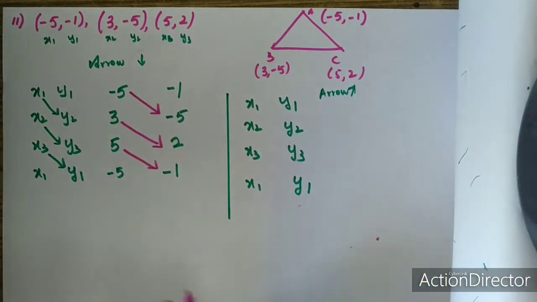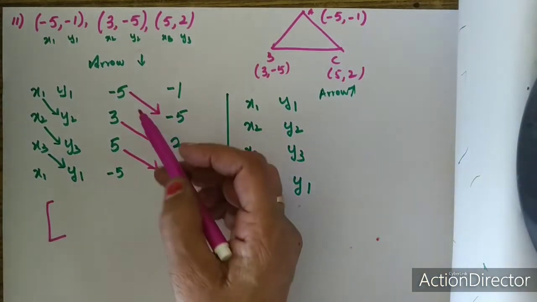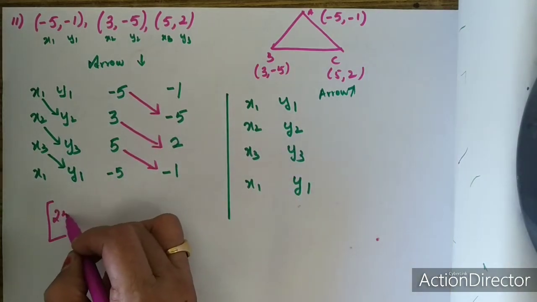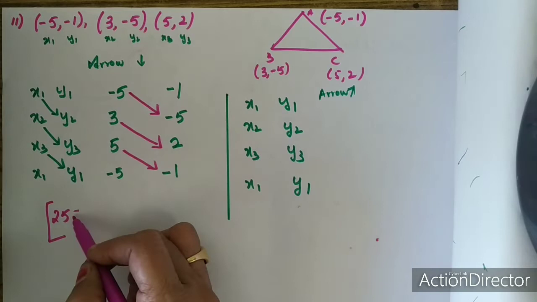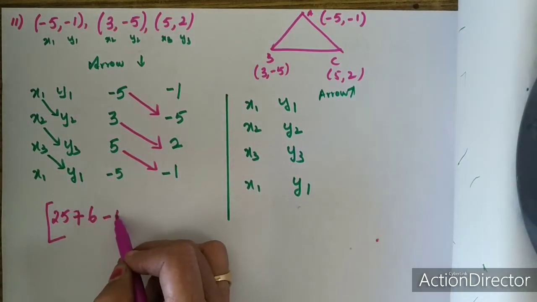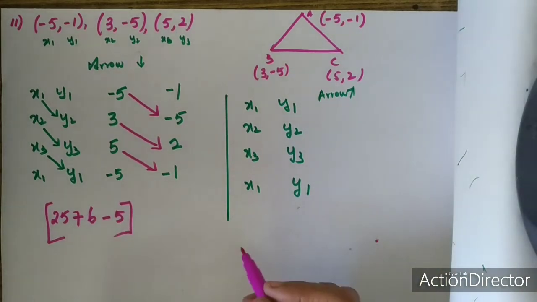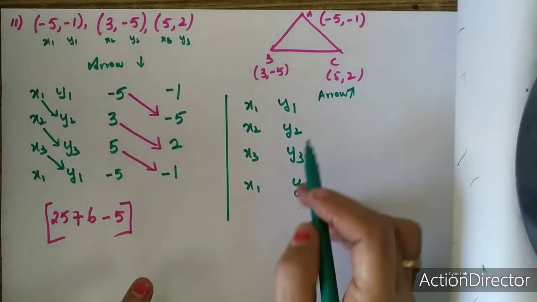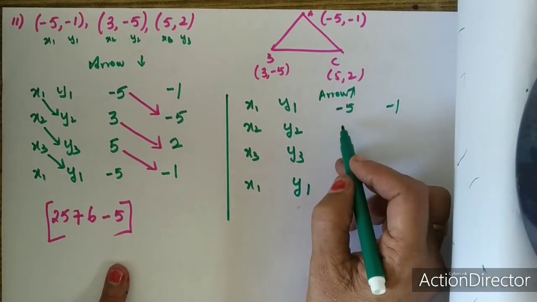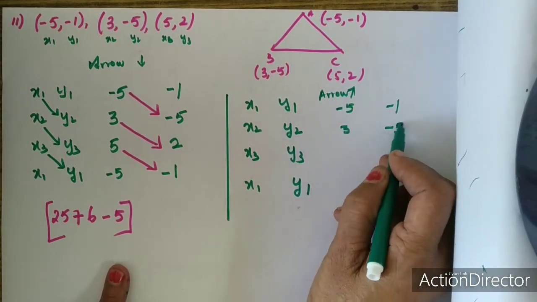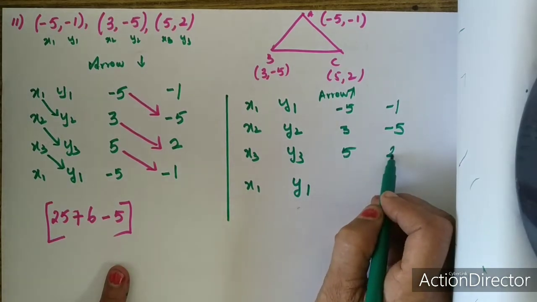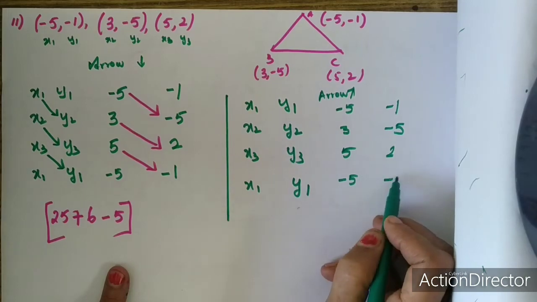So can I multiply the values over here? Orally you can multiply. Minus 5 into minus 5 is plus 25. 3 into 2 is plus 6. 5 into minus 1 is minus 5. Got it? Same way you find the values over here. You write the values over here: minus 5, minus 1, 3, minus 5, 5, 2, minus 5, minus 1.